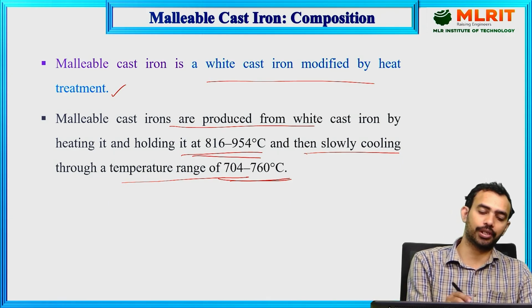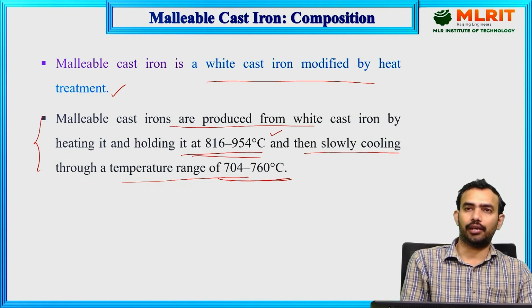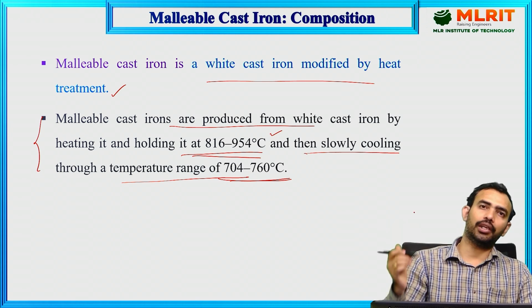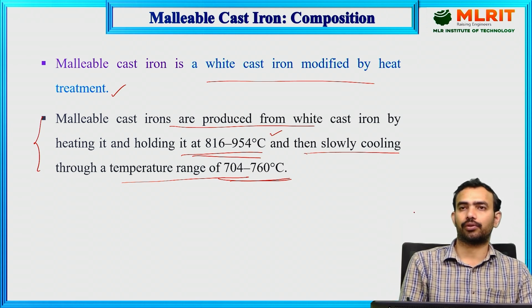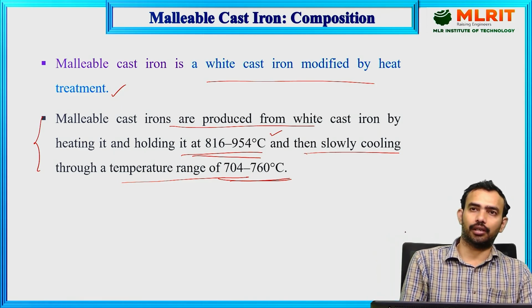So you have two sets of heat treatment cycle. One set is heating up to and holding at 816 to 954 degrees centigrade, and then cooling to a temperature range of 740 to 760 degrees centigrade. That is another set of the heat treatment process. It will be done in two stages.